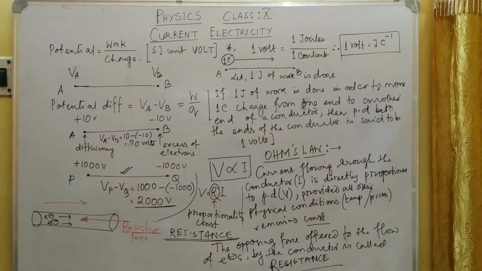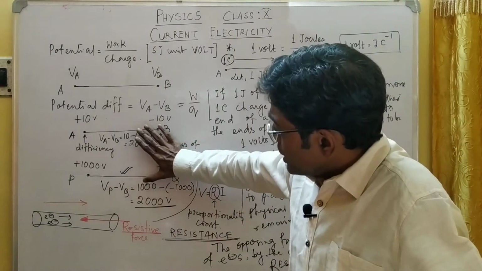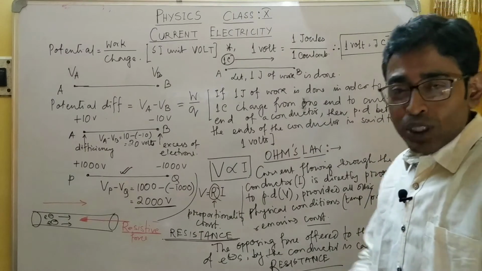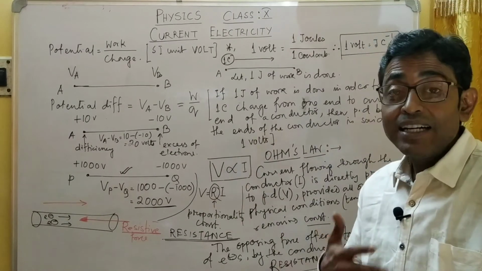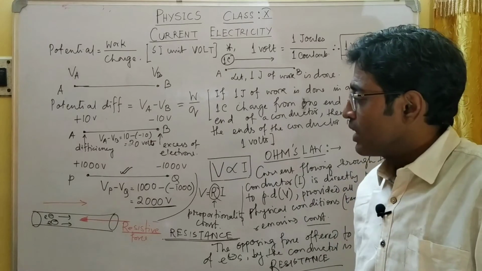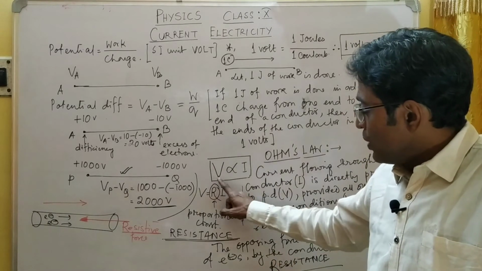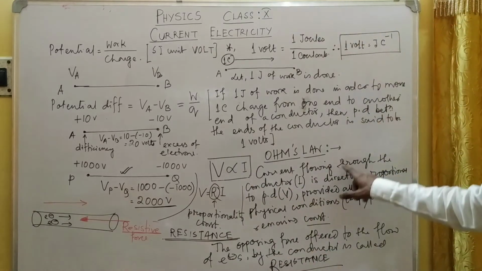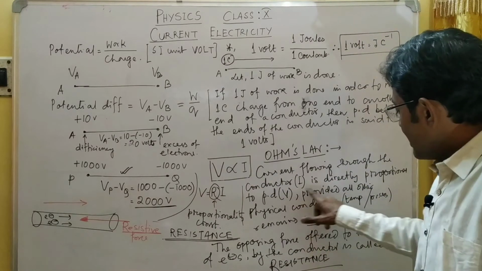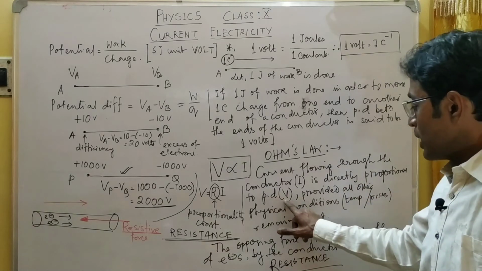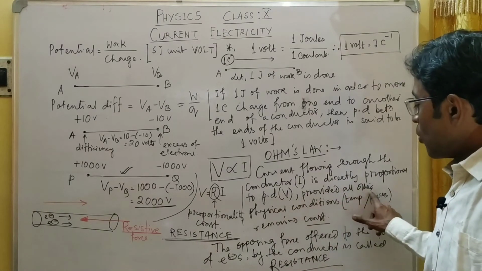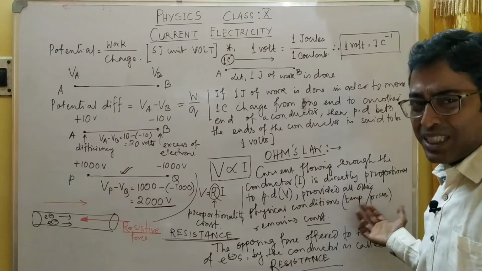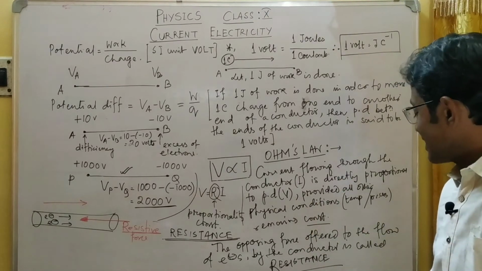So with the help of these two examples, we have concluded that the more the potential difference, the more will be the current flowing, the more electrons flowing through the conductor, the more will be the current. So V, potential difference, is directly proportional to I. I have written it: current flowing through the conductor, that is I, is directly proportional to the potential difference, provided all other physical conditions, temperature, pressure, those external conditions, remain the same.